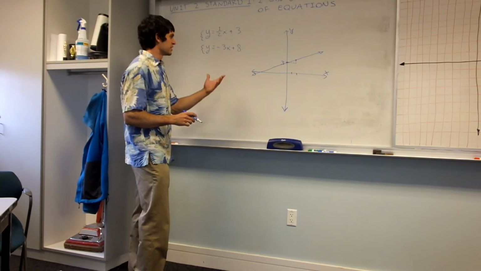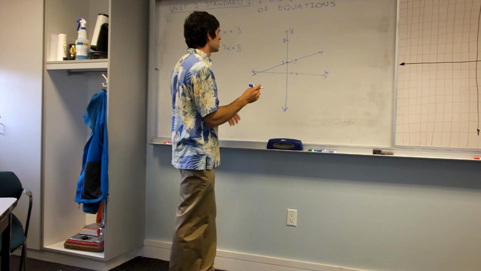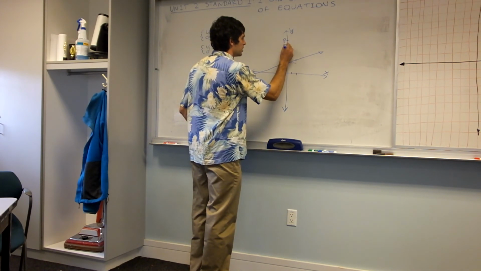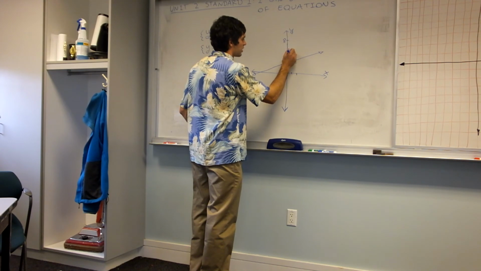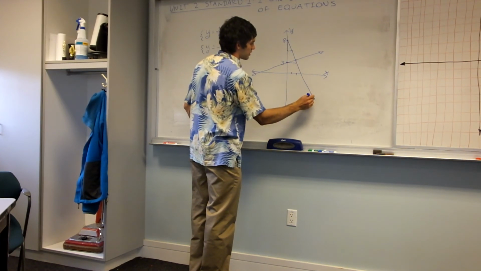Now let's graph our second line. So y-intercept is 8. We'll put an 8 up here. Slope is -3, meaning for each 3 units we go down, we go right 1. And we'll get a line that looks something like this.